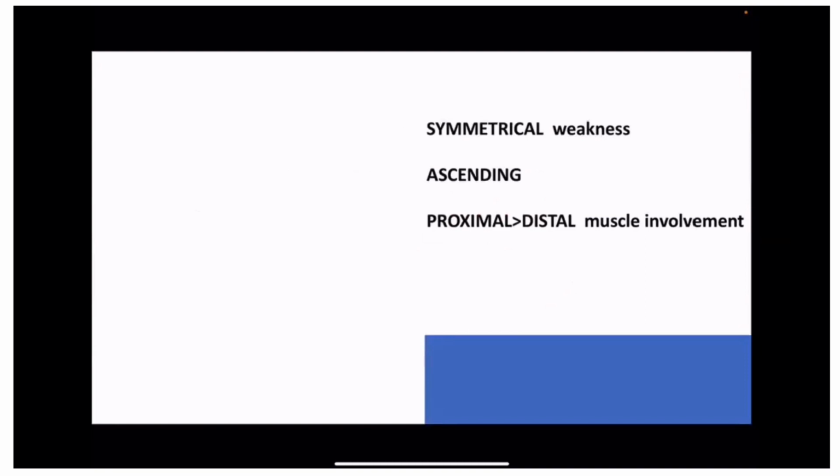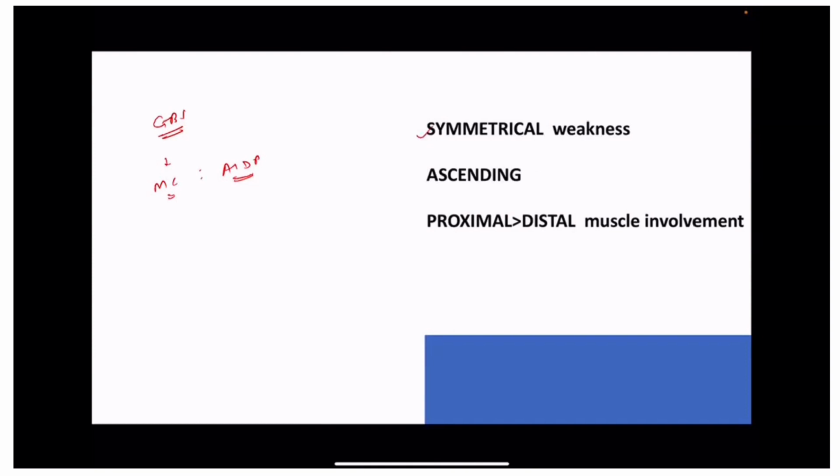Now, coming to GBS proper. GBS, also known as Guillain-Barre syndrome or Landry-Guillain-Barre syndrome, has a most common subtype, which is AIDP, that is, acute inflammatory demyelinating polyradiculoneuropathy. Polyradiculoneuropathy means both motor and sensory fibers are affected. GBS typically has symmetrical weakness of both lower limbs or upper limbs.